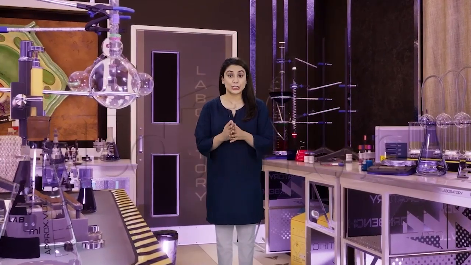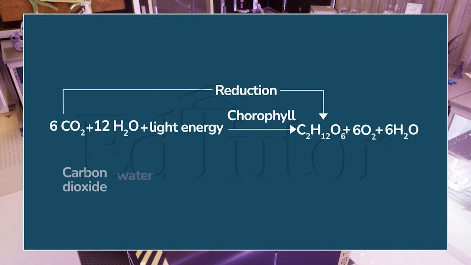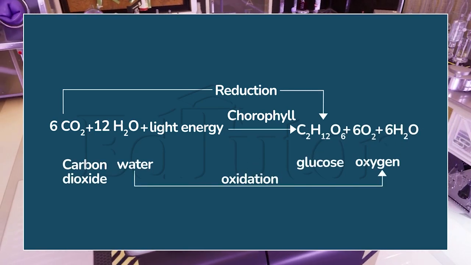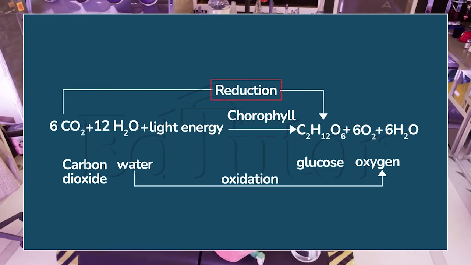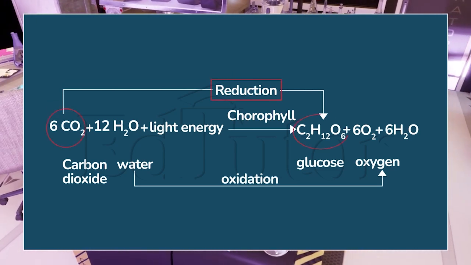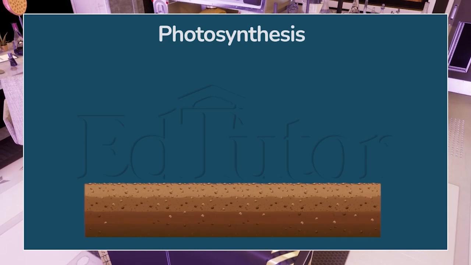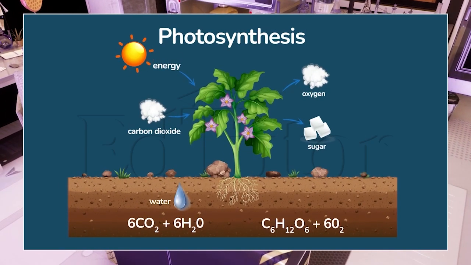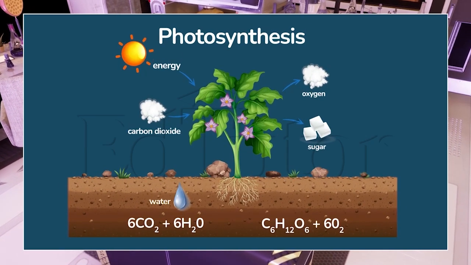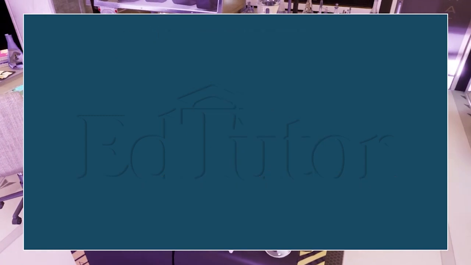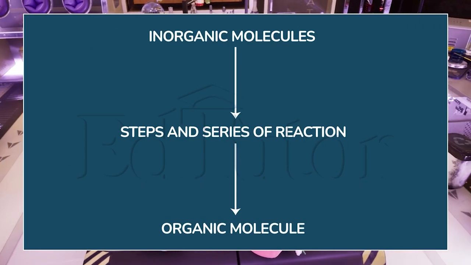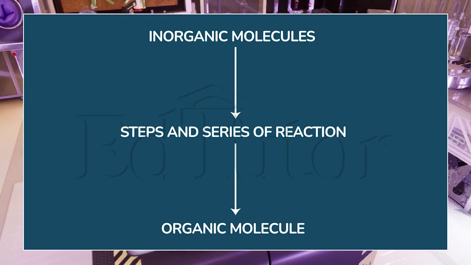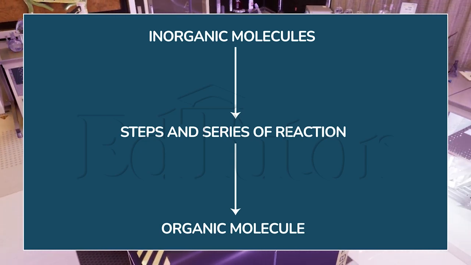Hey students, do you see the equation on your screen? Do you recognize it? Yes, it shows photosynthesis, which is a redox process that causes reduction of carbon dioxide to produce a hexose sugar. Although it's shown in a single line, photosynthesis is not a straightforward single-step process. There actually are a series of steps or reactions involved in synthesizing organic molecules from inorganic ones.